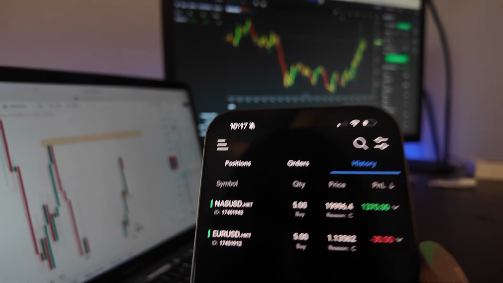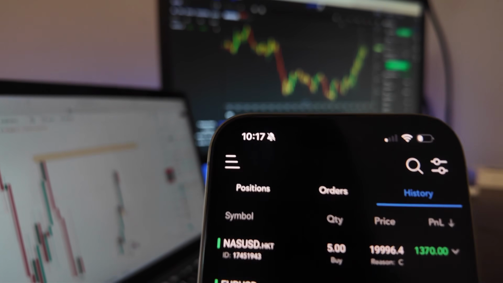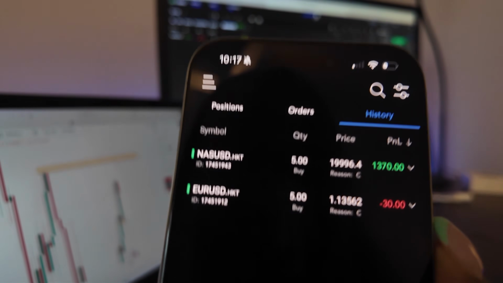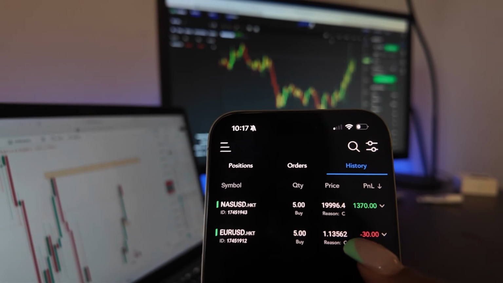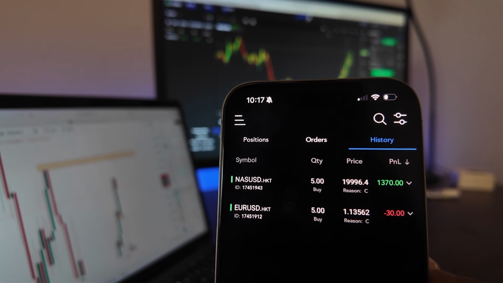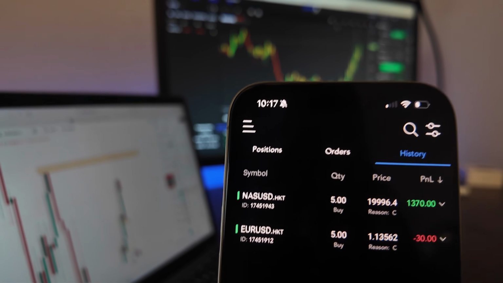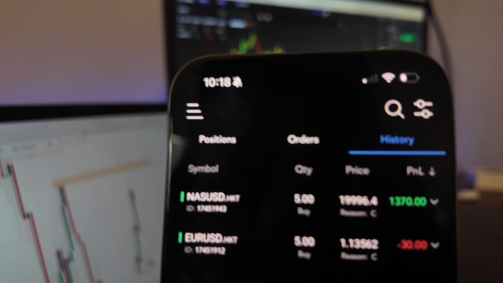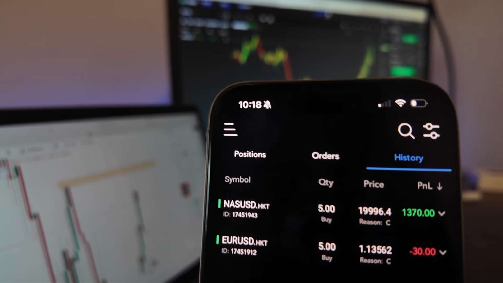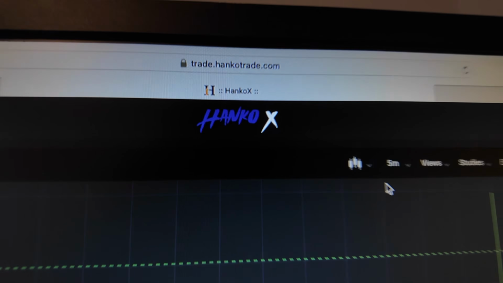Y'all, so this wraps up the trading day for me. It's only 10:17, Brick Squad, if you know. Ignore this position right here. I took this one by accident. I was supposed to buy in Q, and then I accidentally hit Euro for whatever reason. But good day, $1,300 day on my Henko X account, right?